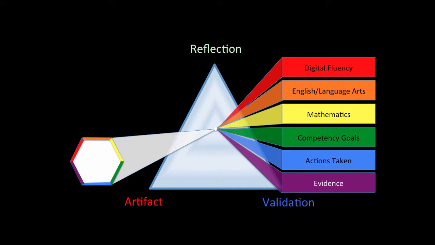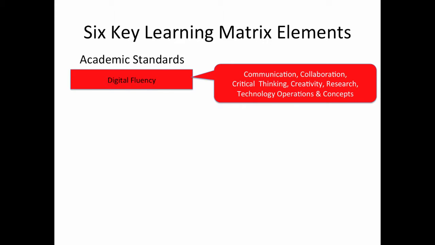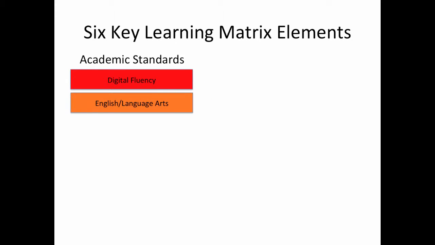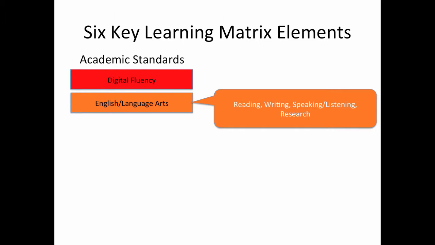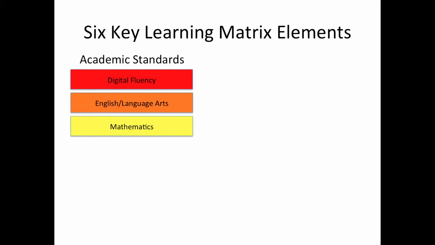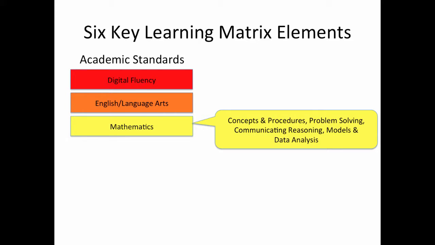Here we see the academic areas of digital fluency, English language arts, and mathematics, followed by the applied levels of competencies, actions, and evidence. To define what we mean here, the digital fluency standards include the 4 C's: communication, collaboration, critical thinking, creativity, as well as research and technology, operations, and concepts. For English language arts, we use the same claims that are used by the Common Core: reading, writing, speaking and listening, and research. For mathematics, we also use those claims: concepts and procedures, problem solving, communicating reasoning, models, and data analysis. We're going to expect to see evidence in each of these areas.